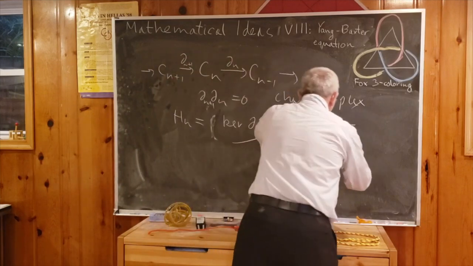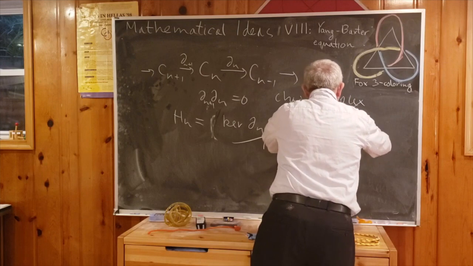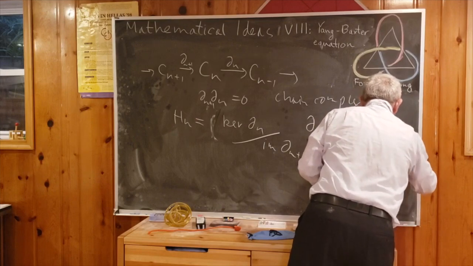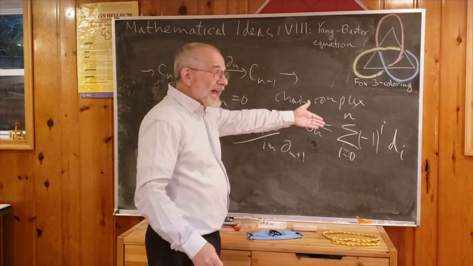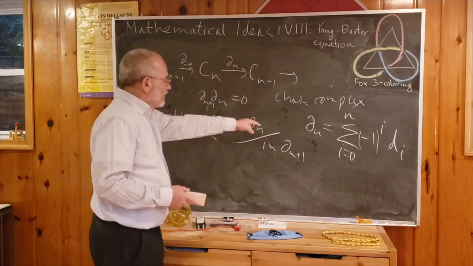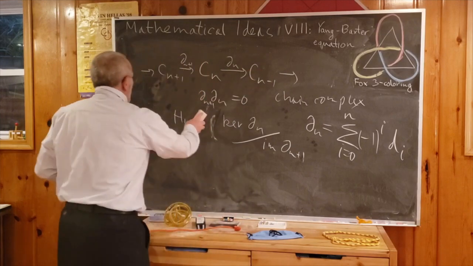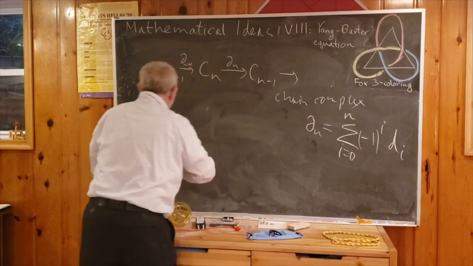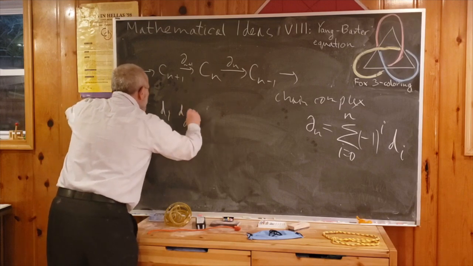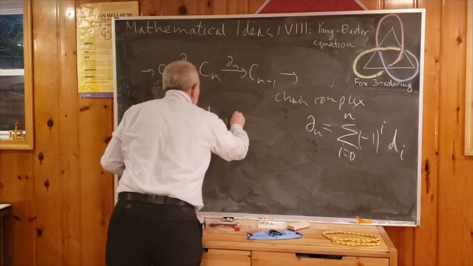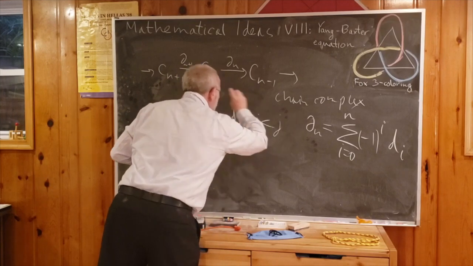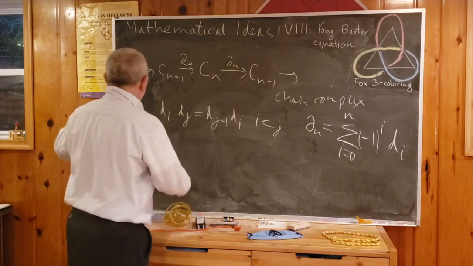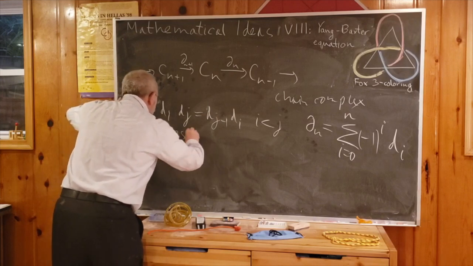So this is the algebraic analog: the sum for i equal 0 to n minus 1 of (-1)^i d_i. And then, to have a boundary operator satisfying the condition of a chain complex, we have the following condition. So let me write this. To get a chain complex, we need d_i d_j equal to d_{j-1} d_i for i less than j. I will call this a presimplicial module.